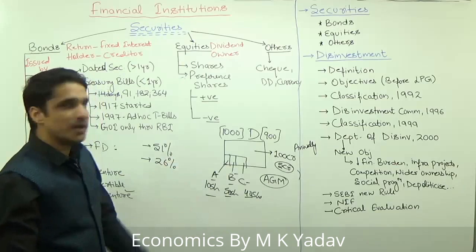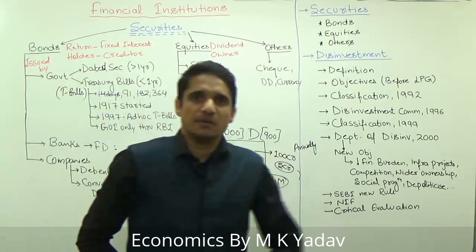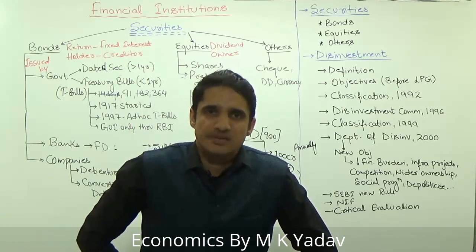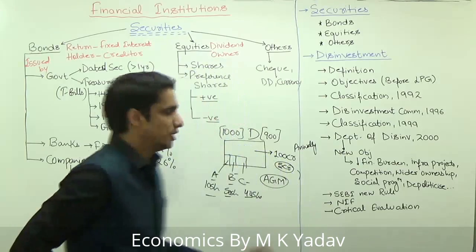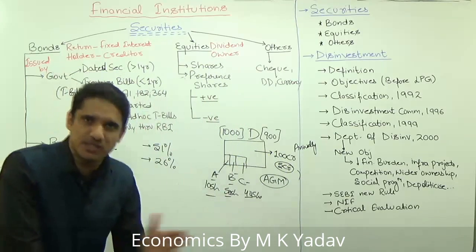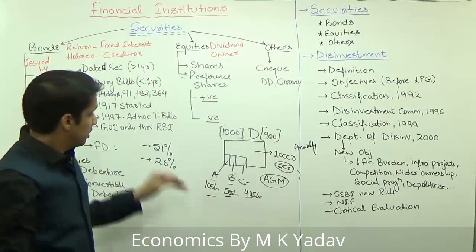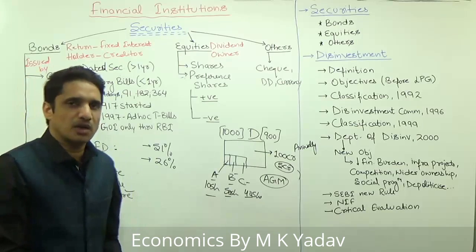So, for example, SBI is there. Why is SBI regarded as a public sector bank or the government bank? Because the government is having the majority of the shares of SBI. It's not that all 100% of the shares are held by the government of India. No, the majority of the shares are held by the government of India.